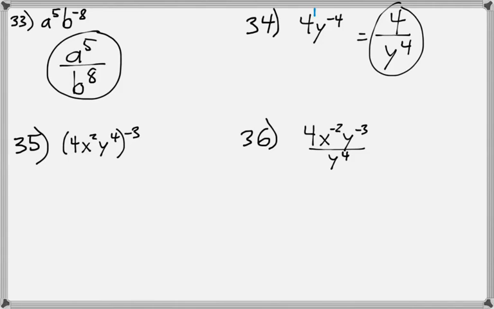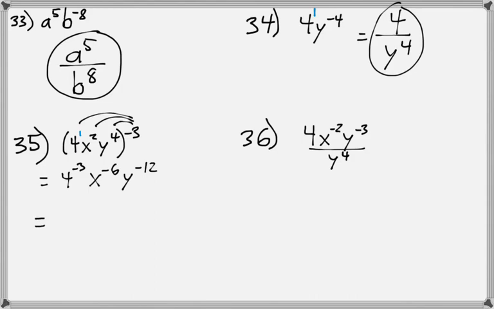Okay, with 35, I'm going to put the implied 1 there, and then I want to distribute that to all three. So that's going to be 4 to the negative 3, x to the negative 6, and y to the negative 12. And now I have no positive exponents.